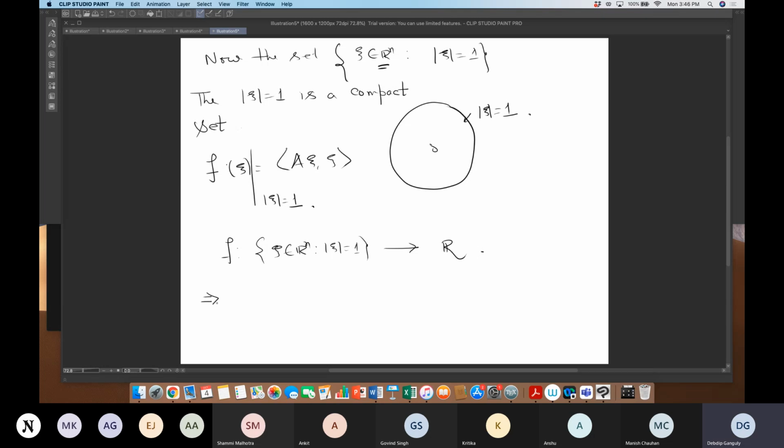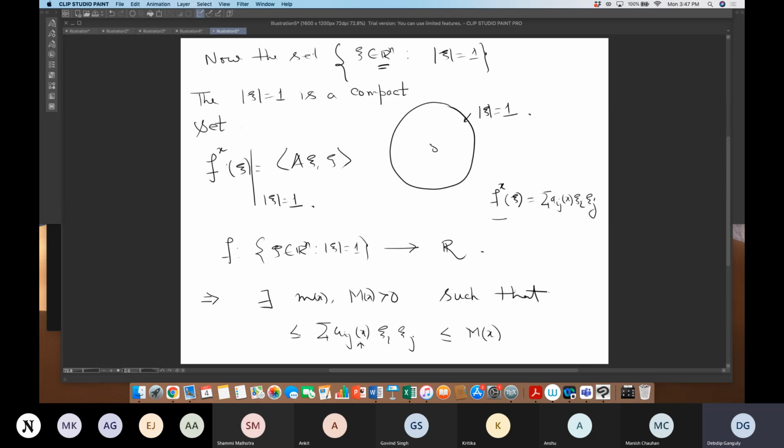So this implies there exist positive constants m and capital M such that the summation a_ij, which of course depends on x because I have prescribed x, times xi_i xi_j. So I consider the function, let's say f_x, at xi for fixed x: sum a_ij(x) xi_i xi_j. For fixed x, this is a continuous function on a compact set, so it will attain its bounds, you know the meaning of that: M(x) is greater than or equal to m(x), for all xi with |xi| = 1.